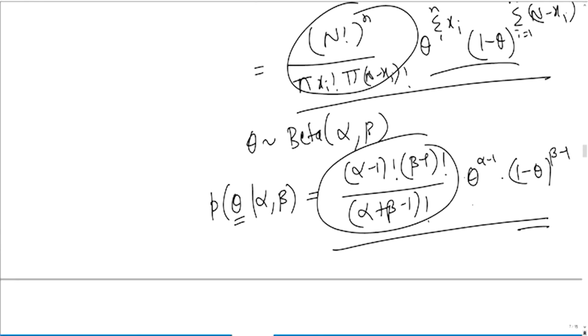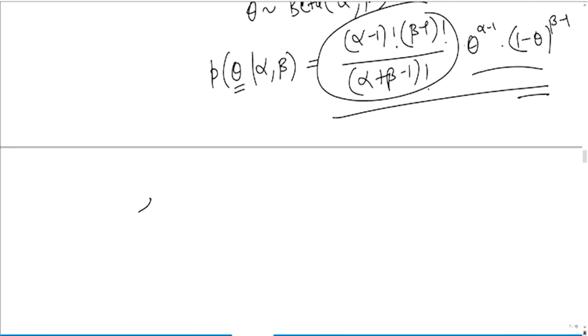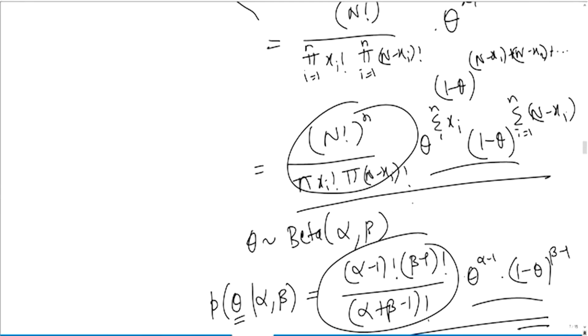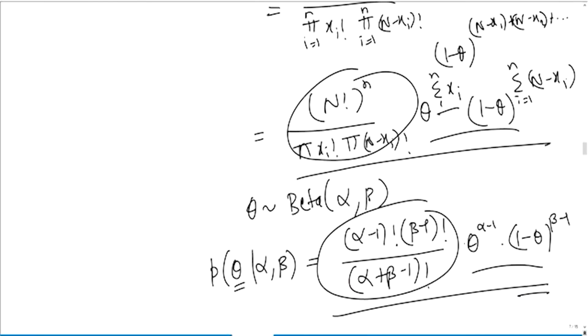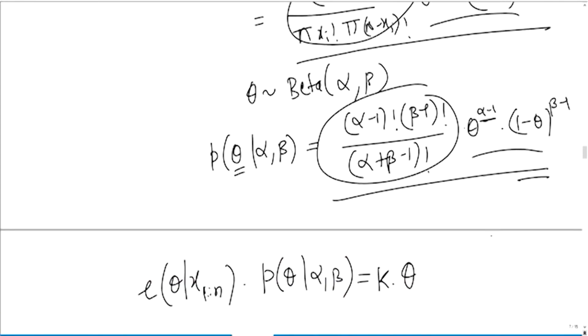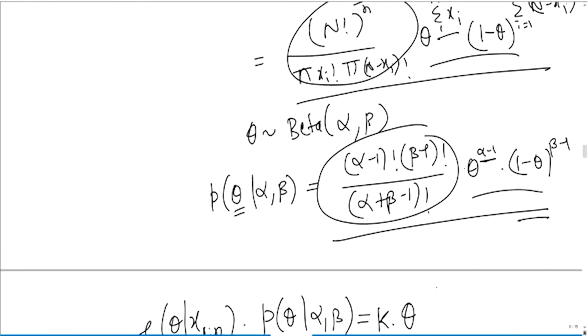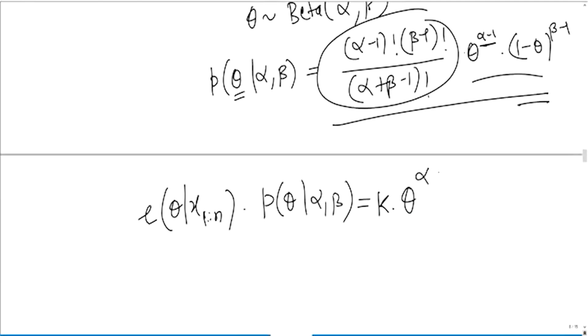So, if you multiply this and this, right, so likelihood into prior, what you will get is some constant, let us say k, into theta to the power this plus this. If you multiply them, then these exponents will get added. So it would be theta to the power alpha plus summation xi, n from 1 to n, minus 1.